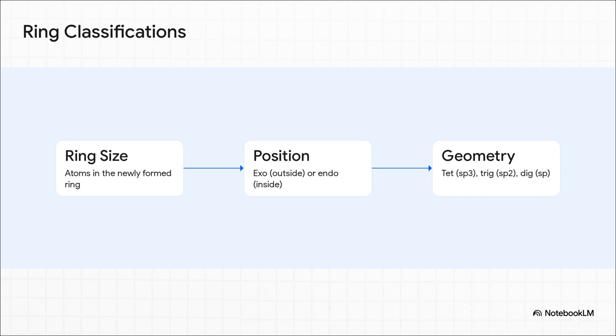Second is the position, which is labeled as either exo or endo. That just depends on whether the bond being broken during the ring closure is outside, that's exo, or inside, that's endo, the ring that's being formed. And finally, we have the geometry of the atom being attacked. This is classified as tet, trig, or dig, which just refers to the electrophilic carbon's hybridization. So it's tetrahedral for sp3, think your standard single bonds, trigonal for sp2, meaning double bonds, or digonal for sp, which indicates triple bonds.